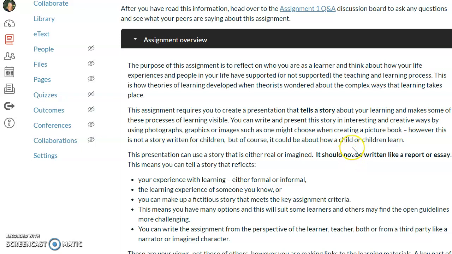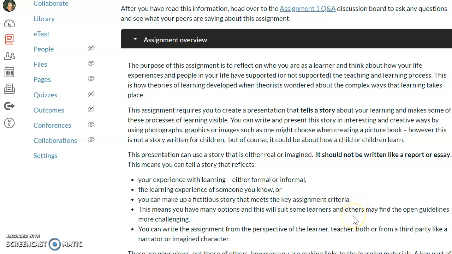This is a different sort of assignment that you might not be familiar with. So it's not a report, it's not an essay, it's a little bit different. We're asking you to tell a story that reflects your experience with learning, formal or informal, the learning or experience of someone you know. You might make it up, so it might be a completely fictitious story, as long as it meets our key assignment criteria.